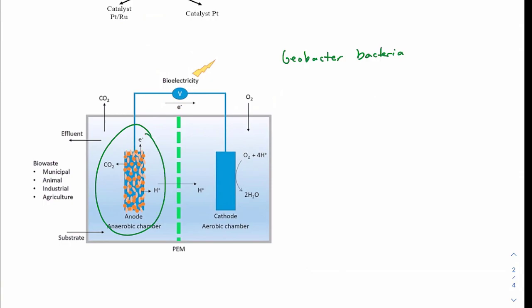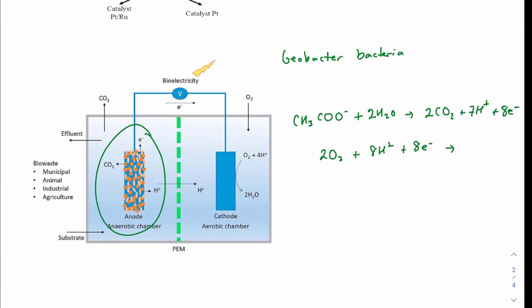What it takes is ethanoate ions and reacts with water to form CO2 plus H plus 8 electrons. Now, the same reaction on the cathode of converting the oxygen into water occurs.